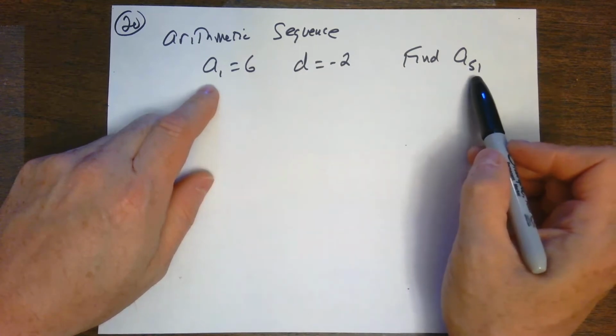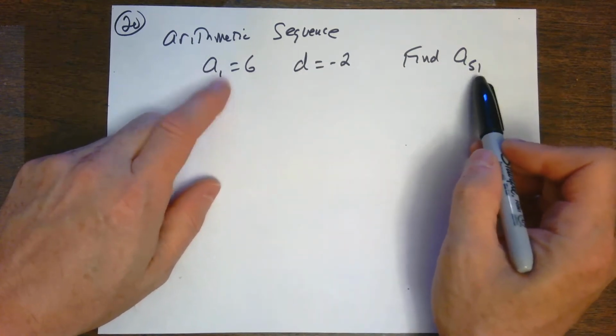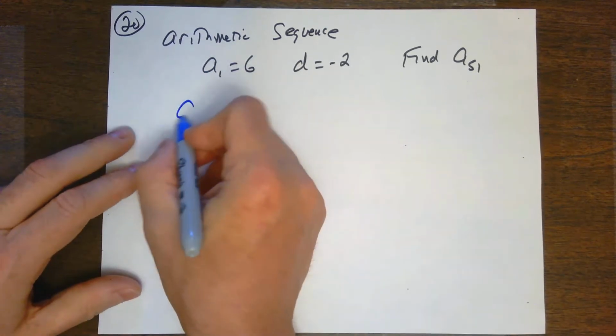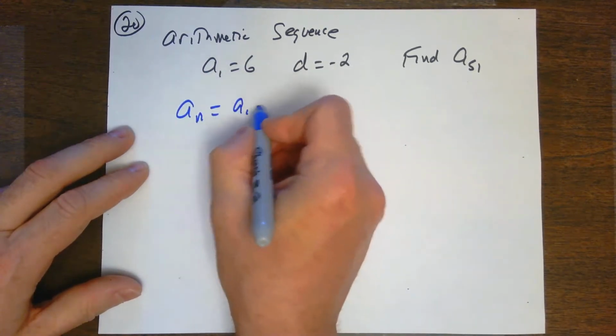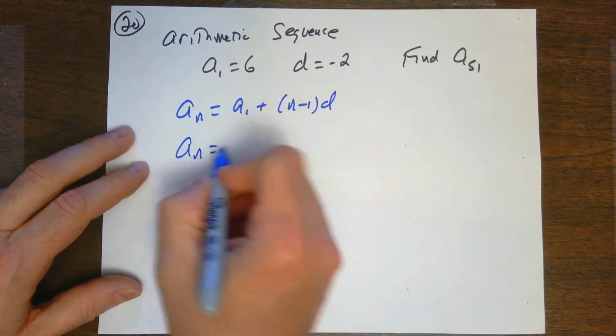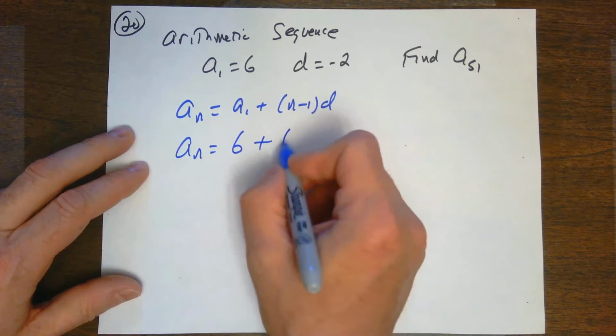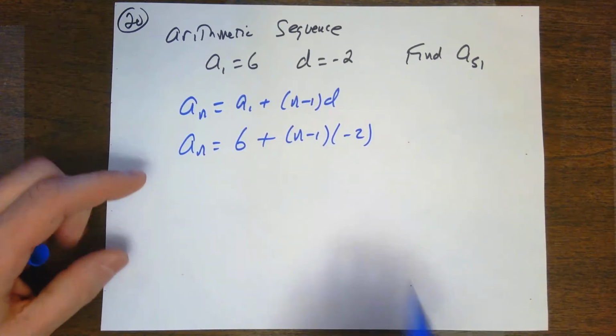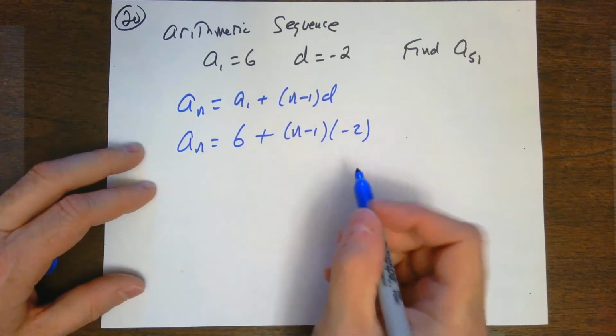Now, I could keep going 50 times, but that seems a little ridiculous. What I'm actually going to do is find a formula using that magic a sub n equals a sub 1 plus n minus 1 common differences. Any term is my first term, 6, plus n minus 1 times my common difference of negative 2. So I'm finding the formula for this sequence here.